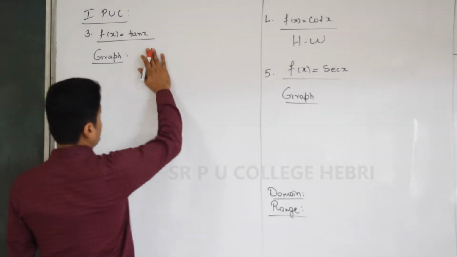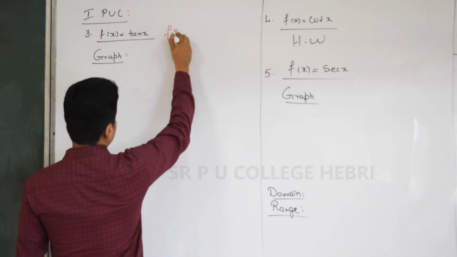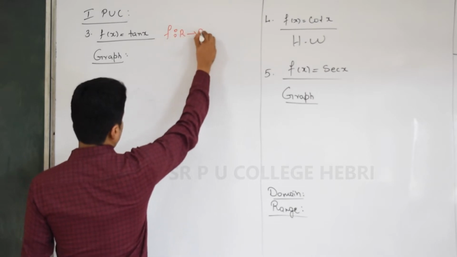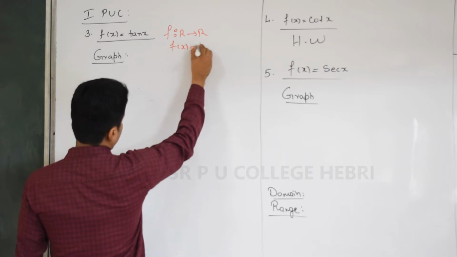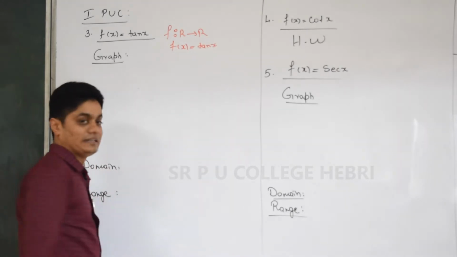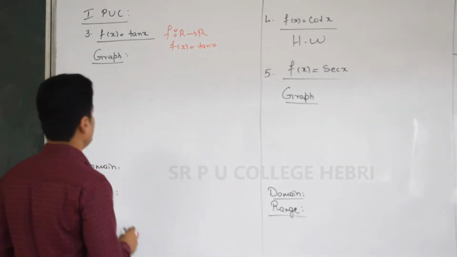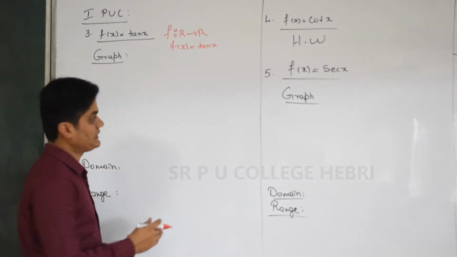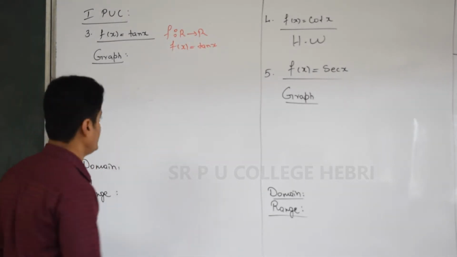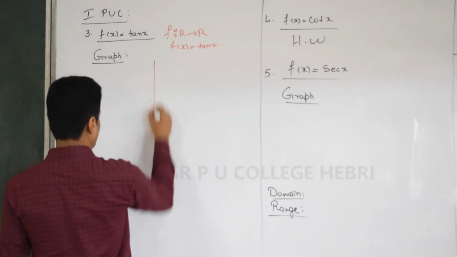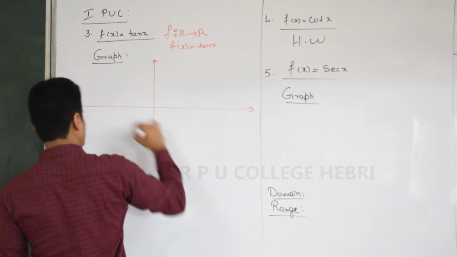I hope you remember tan x is opposite by adjacent, but here we don't use that definition, so in detail I'm not going to define. See, remember, a function f from R to R defined by f of x is equal to tan x is known as the tangent function. So the function definition is not that important, just remember it is from R to R defined by f of x equals tan x. So the next important work is the graph. This must be understood perfectly, remember that.